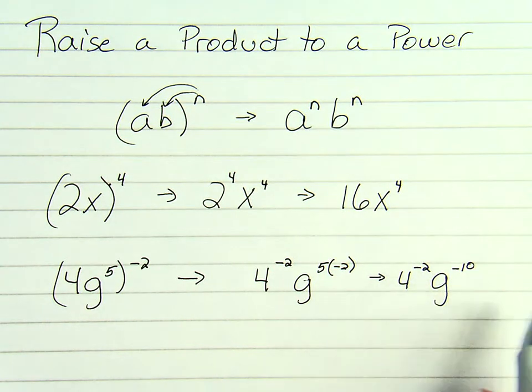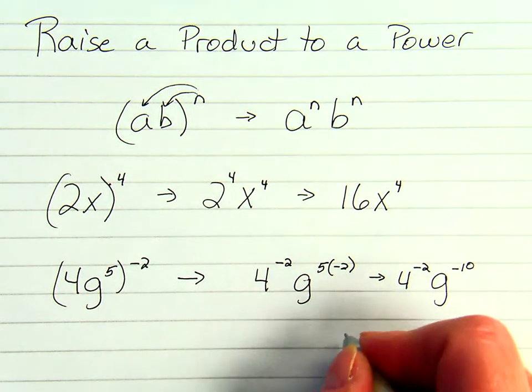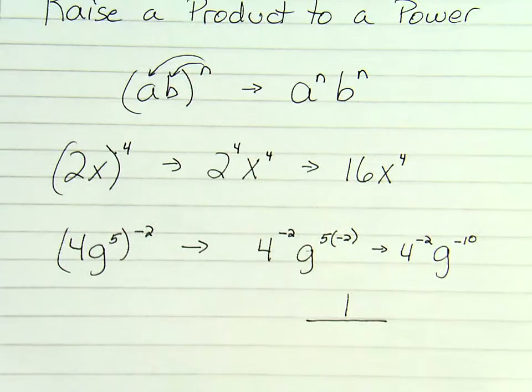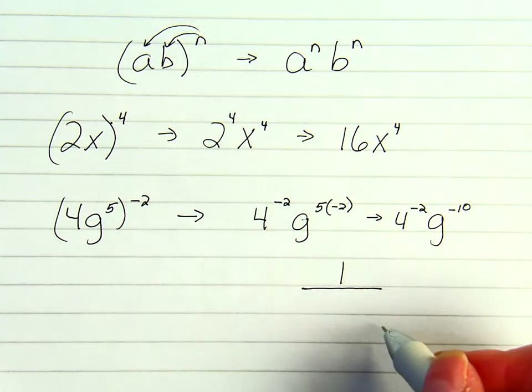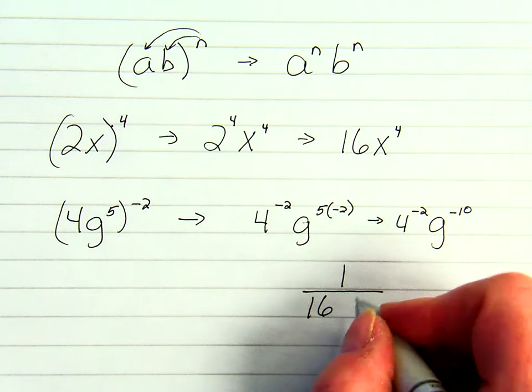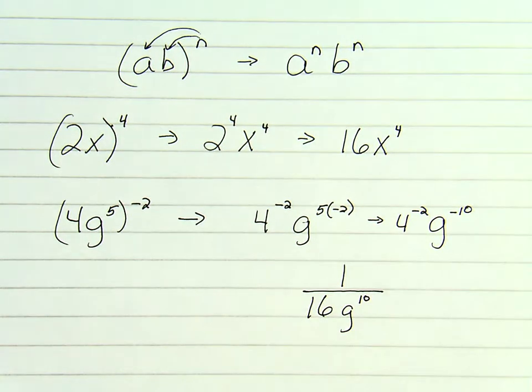Both of these having negative exponents means that they don't belong where they are. We need to make sure that we are working with only positive exponents. So I'm going to put them both in the denominator. 4 squared is 16, and g now to the 10th. So we have 1 over 16 g to the 10th.